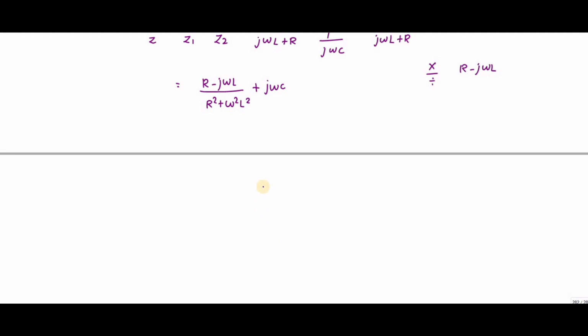Okay, so I am going to separate the imaginary term and the real term. I'm going to take j common. If I take minus j omega common, I will get L divided by R square plus omega square L square, minus C.